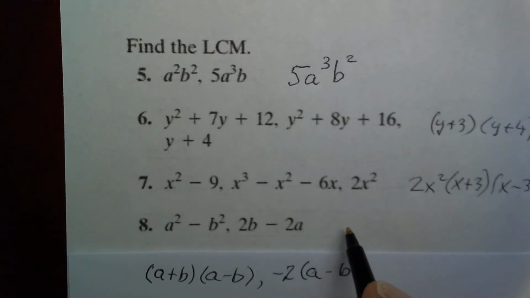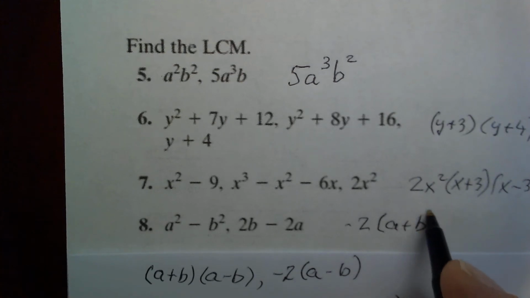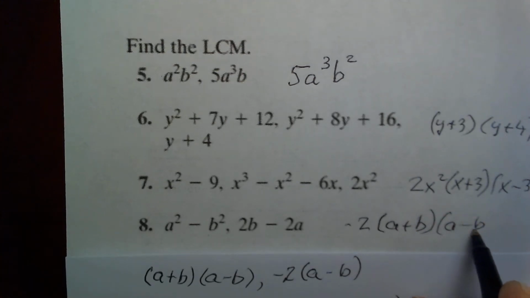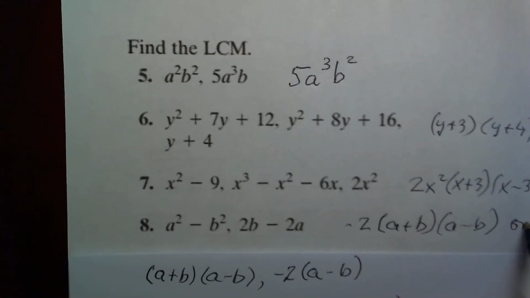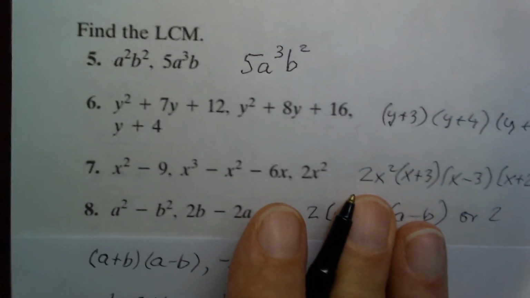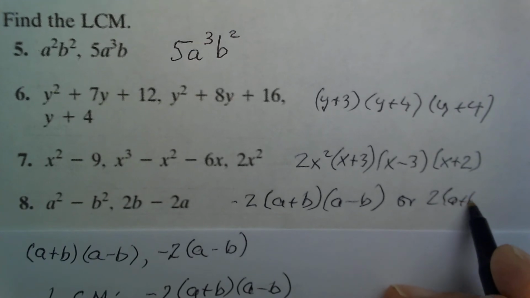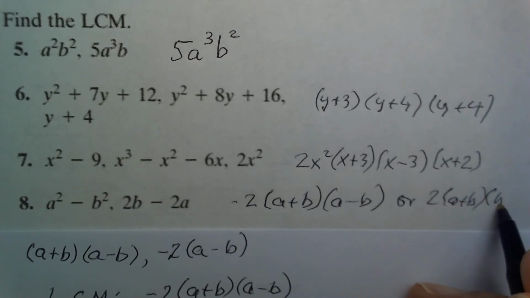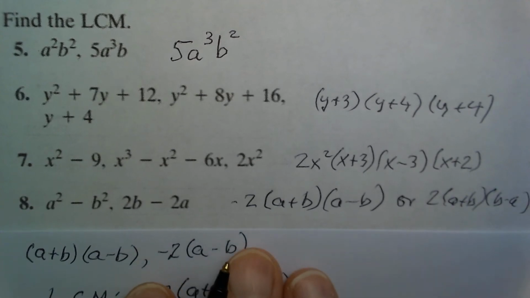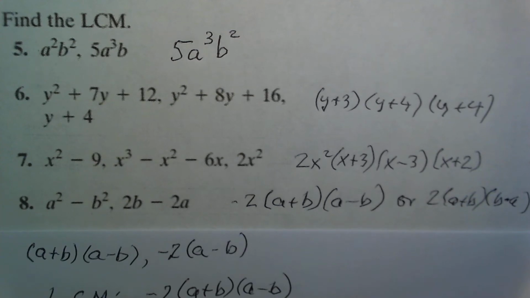So minus 2 times a plus b times a minus b, or 2 times a plus b times b minus a. So these are the LCMs, the least common multiples.